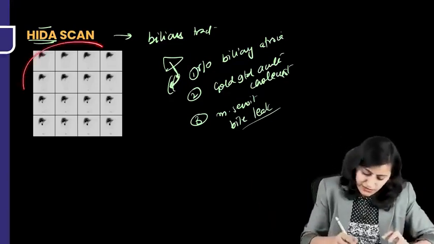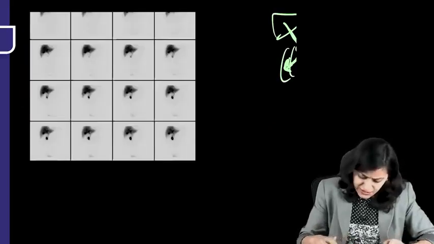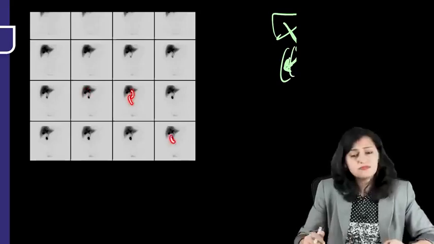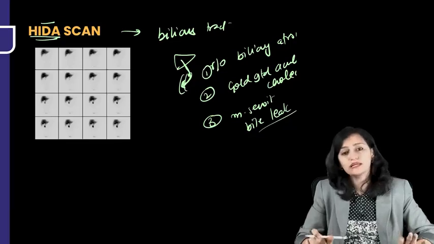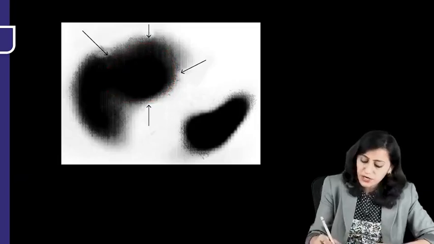So, this is the image showing the HIDA where you have the liver uptake. And then you see here, there is the gallbladder seen, the bile duct, and then it comes into the bowel as well. This is a normal HIDA scan. Now, this one, where in the liver you see the hot spot.